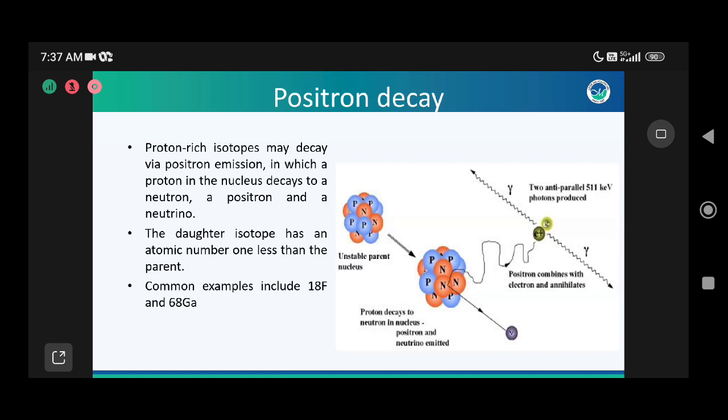And positron decay. Everyone must know about positron emission tomography or PET-CT, in which an unstable parent radionuclide goes to a stable nuclide by emission of a positron. A positron has a special characteristic: it decays into two gamma rays, usually in a 180 degree direction. When this positron decay happens, these two gamma rays are emitted, and we capture them using the PET-CT machine. This is called coincidence detection.